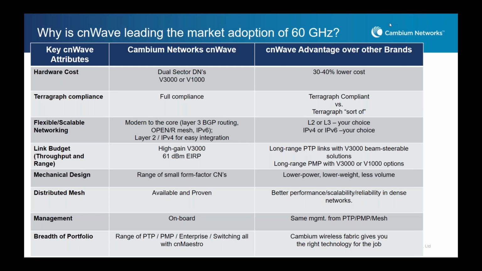So we'll start with hardware cost, and you can certainly contact your Cambium Networks partner and get a quotation on what these products cost. Because of the clever use of the V3000 and its long range and high gain antennas, combined with that two-sector design, we see that in most applications, the cost of deployment of a cnWave is about 30 to 40% lower than the competition. And it comes from a couple of things. It comes from the lower cost CNs. It also comes from the ability to deploy a two-sector single channel deployment with the V5000 DN.